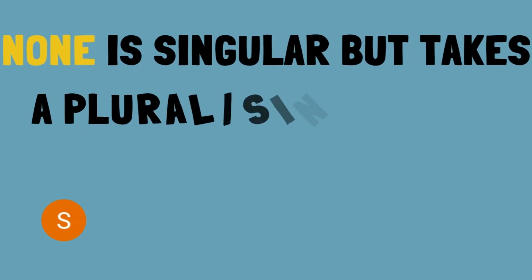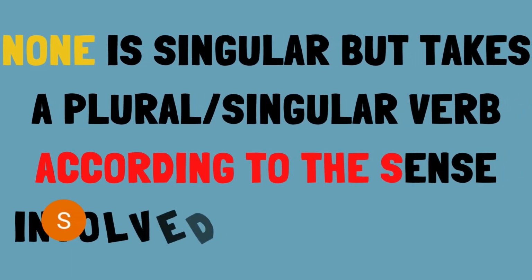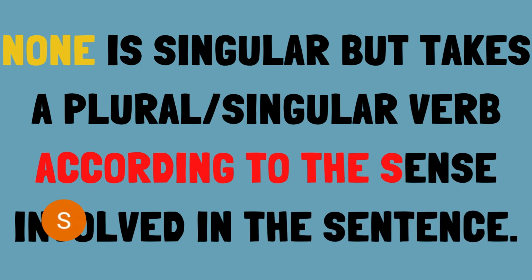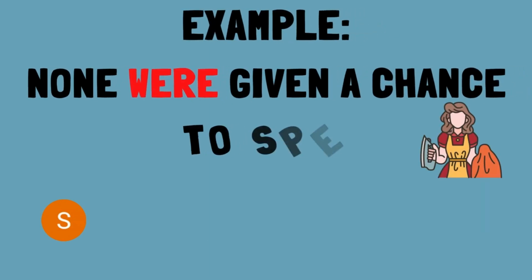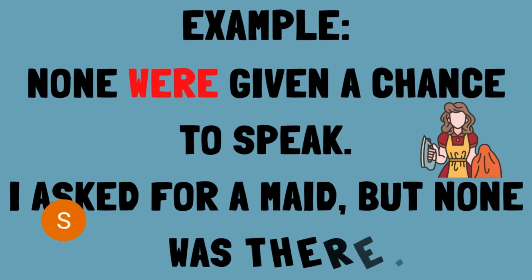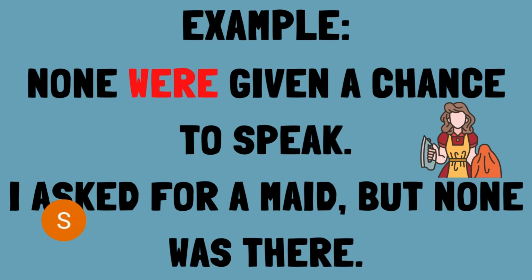Now moving ahead, none. None is singular but takes a plural or singular verb according to the sense that is involved in the sentence. Let us understand this in a better way by seeing an example. None were given a chance to speak. I asked for a maid, but none was there. Here, in the first sentence, we are considering none and there are many options, so it is considered to be plural. And in the second sentence, we are asking for a singular person. That is why the verb that is used here is singular.